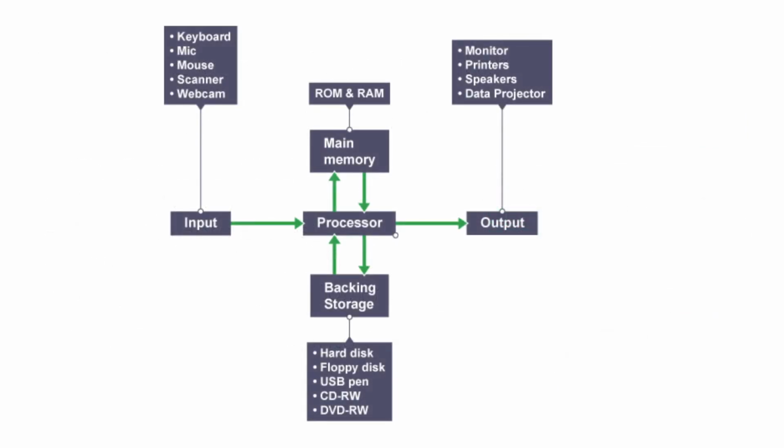Here we just have a quick overview, a graphical layout of how all of these components fit together. You can see we have the input coming straight into the processor, where it can be moved either to main memory or to back-end storage, such as hard disks or USB pens or CDs or DVDs, whereas main memory deals with things like RAM and ROM, which we talk about next year. And then, of course, output would deal with monitors, printers, speakers, data projection, etc.